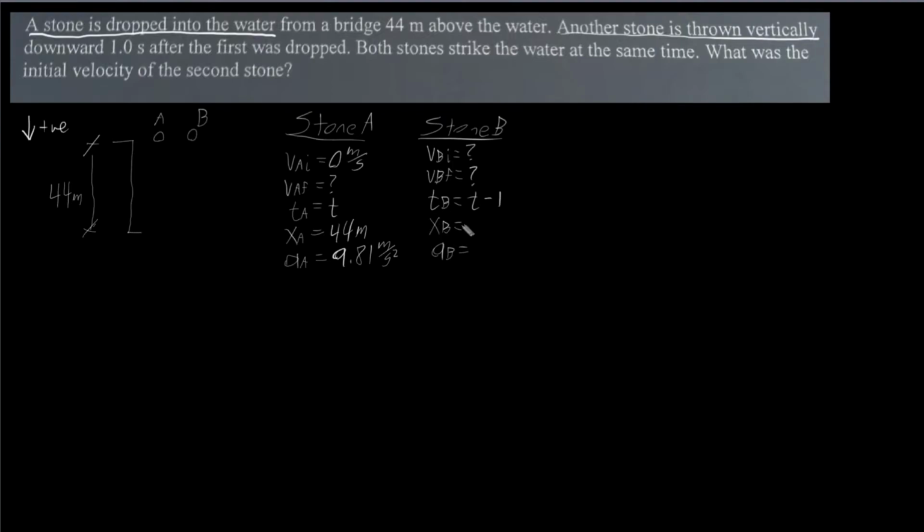Okay, how about the distance that stone B falls? Well, that is going to be the same. It's also falling this 44 meter distance here. So that's 44 meters. And what about the acceleration of stone B? It's going to be the same value. It's going to be 9.81 meters per second squared again, because we're assuming that this is taking place on Earth.